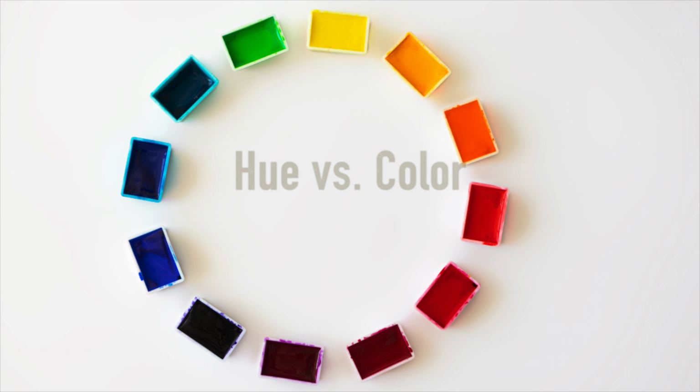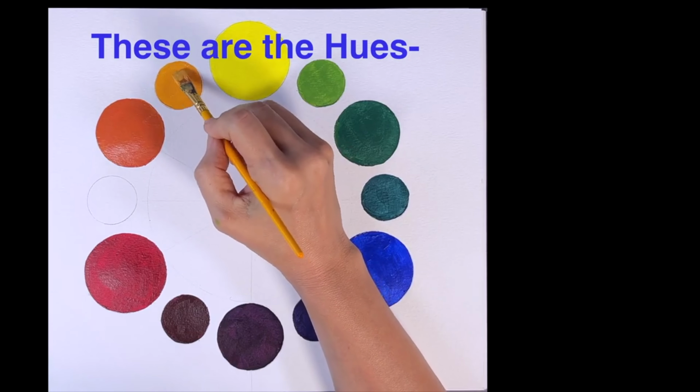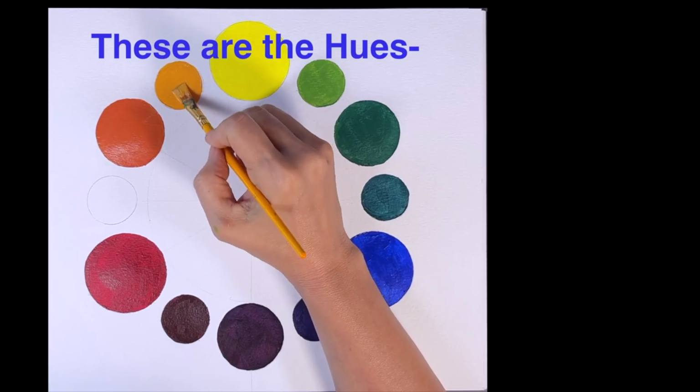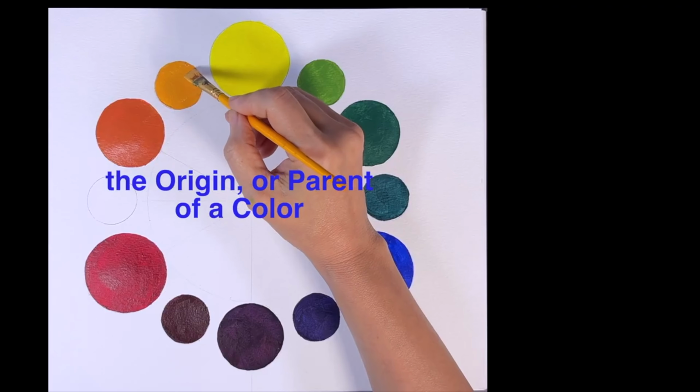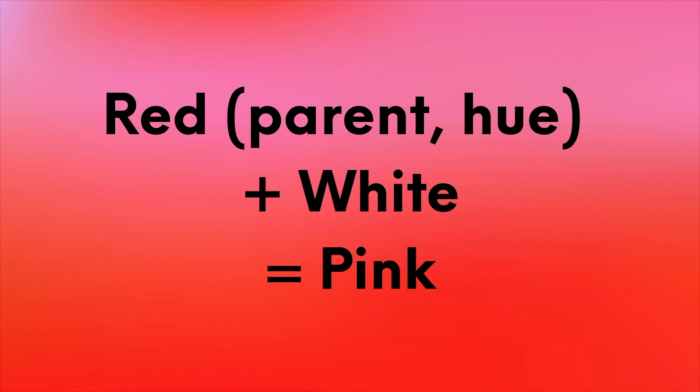purpose. We often use the words hue and color as if they mean the same thing, but they have distinct meanings. A hue is a color in its pure state. No white added, no black added, no gray. It's the basic identity of a color. Its position on the wheel. You can think of it as the parent color. Pink, for example, is not a hue. It's a variation of red. The hue of pink is red.